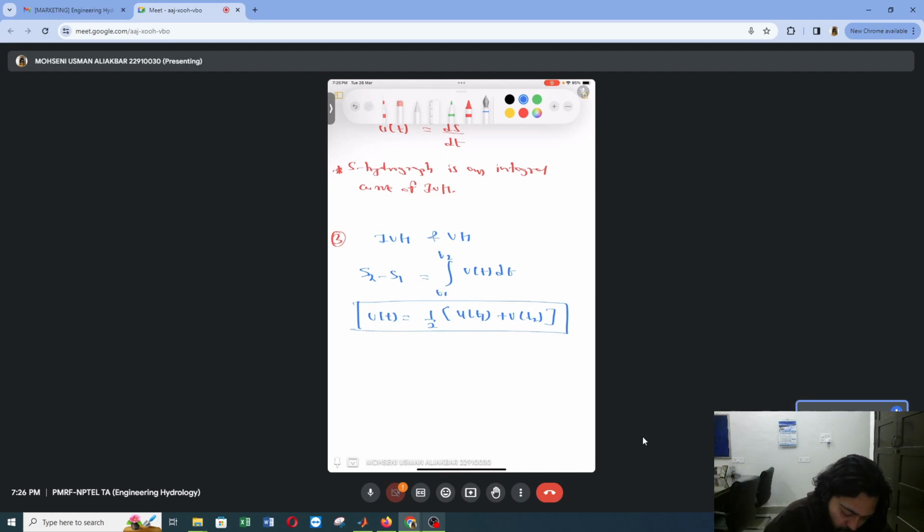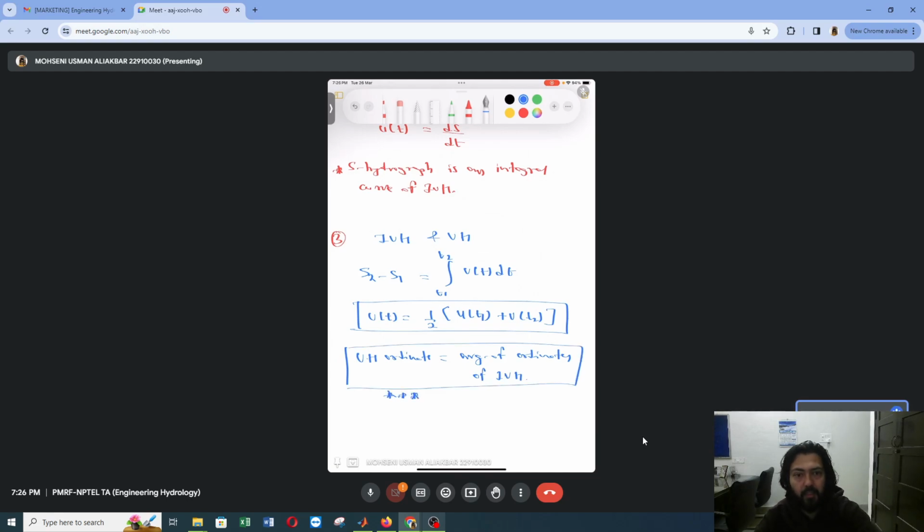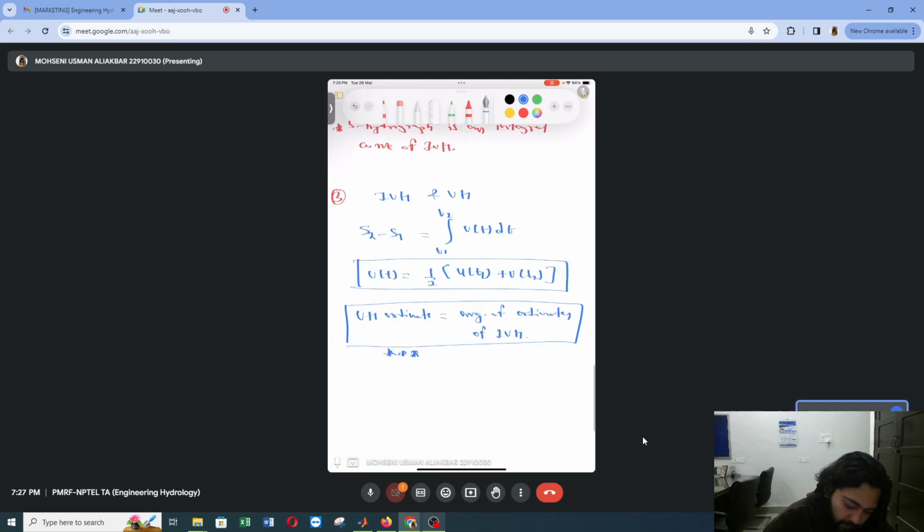So if we want to derive a dr unit hydrograph from the instantaneous unit hydrograph, we can take the average of the instantaneous unit hydrograph. So the unit hydrograph ordinate is equal to the average of the ordinates of the IUH. By taking the average of the ordinates of the instantaneous unit hydrograph, we can derive the unit hydrograph ordinate. These relations will be very helpful when we are solving any numerical. We just need to remember the relationship between each of the unit hydrographs, right?